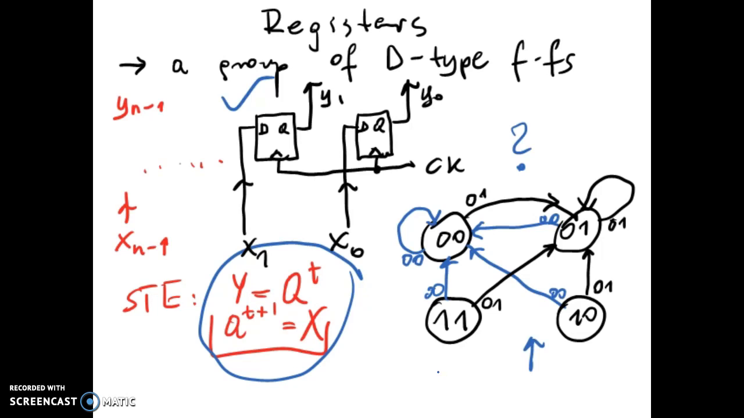Okay, are you comfortable with this? Can I switch to another type of register? Okay, I can switch, thank you. And now, let's consider this kind of register.